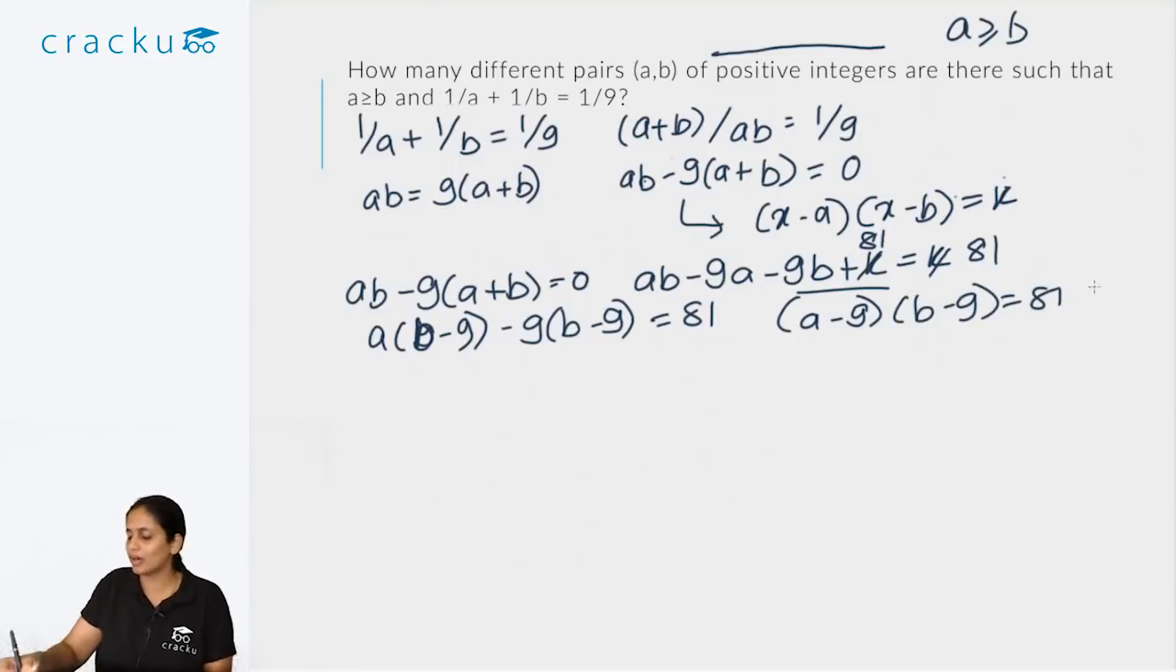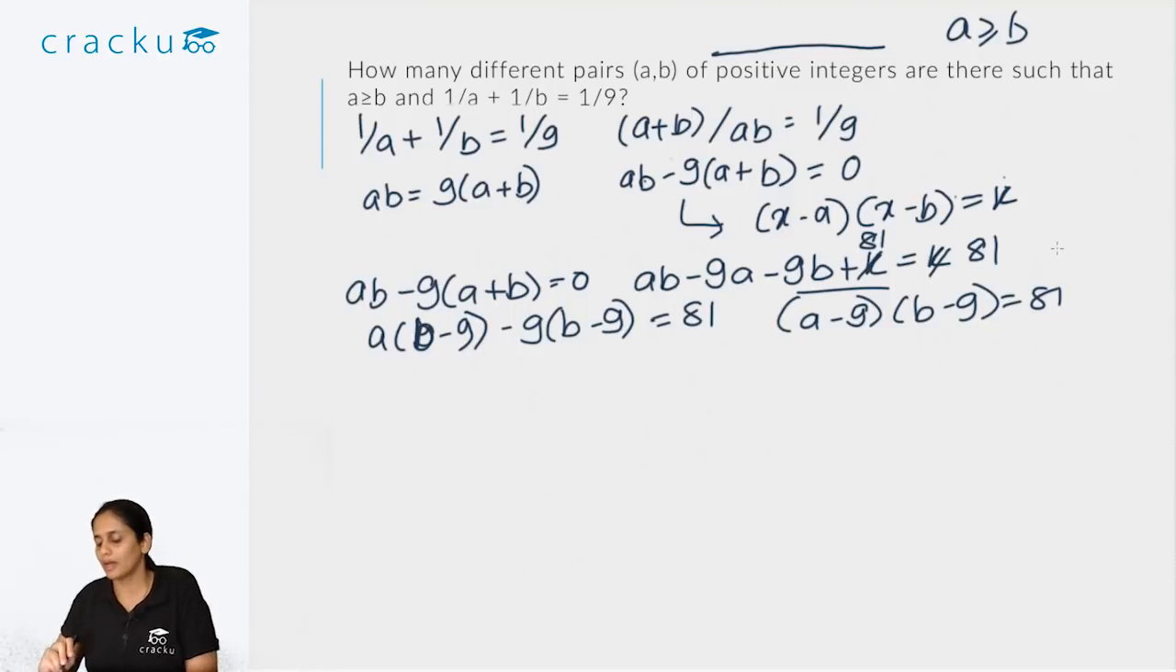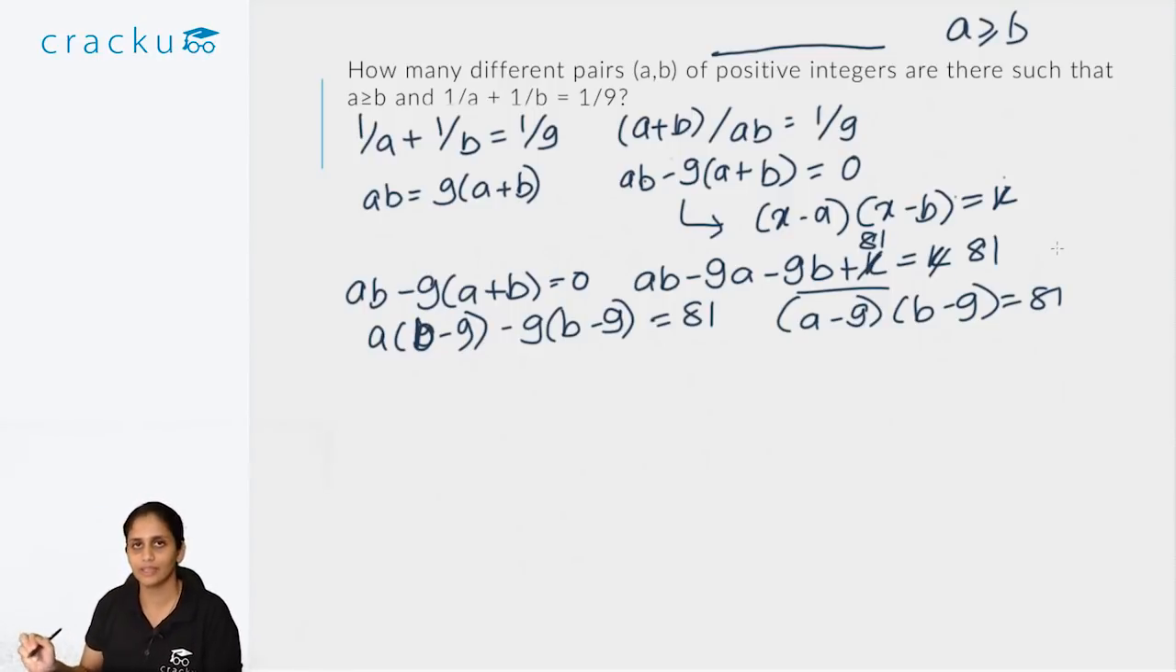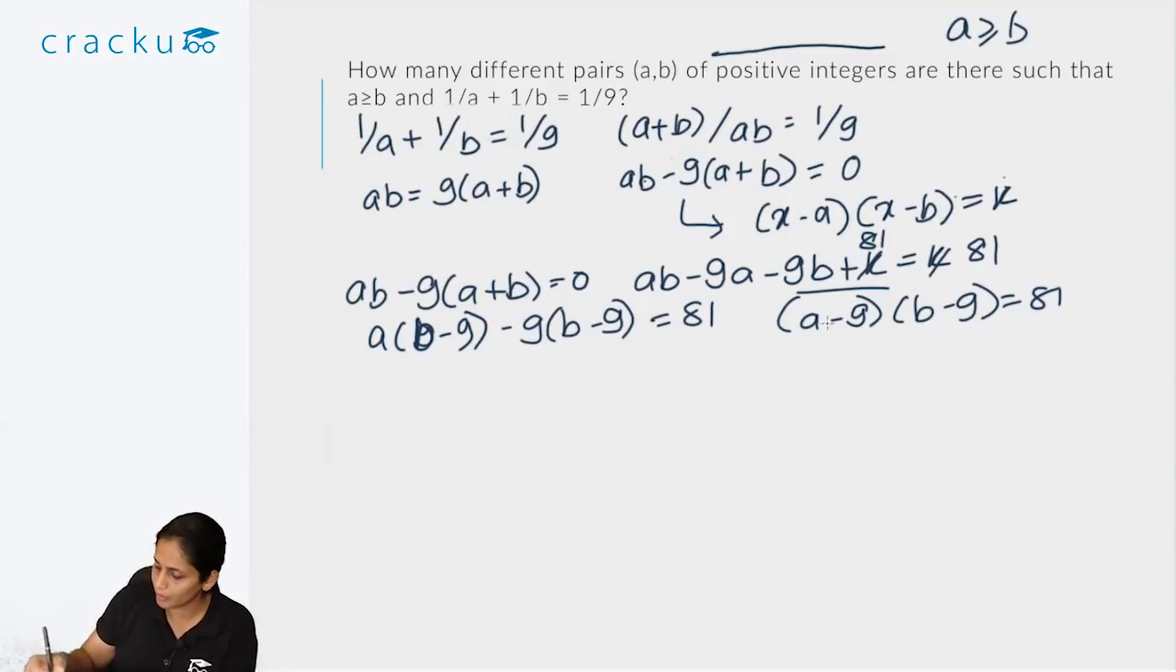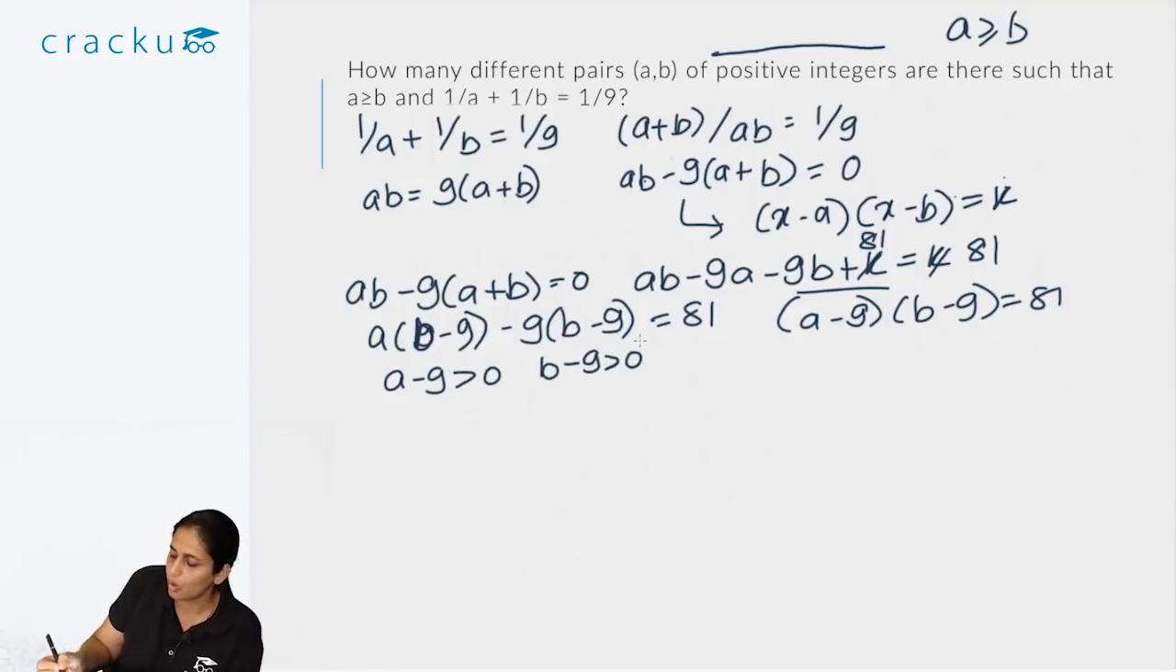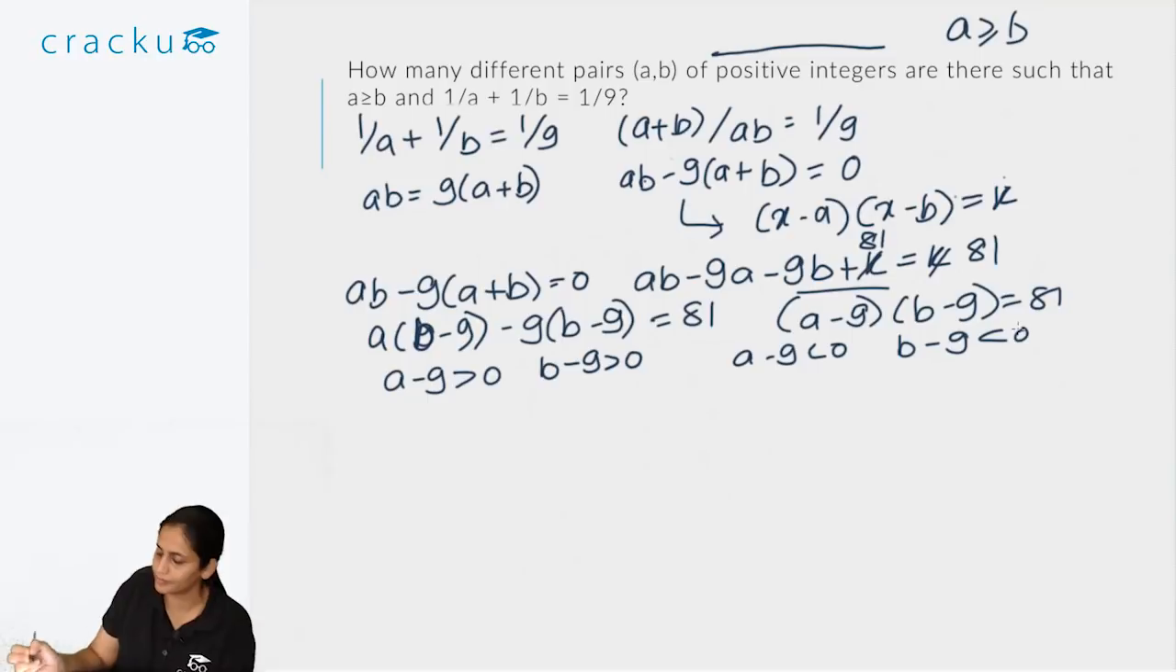Now as I said, I've gotten it in the required form. Now I can write the factors of 81 and then say for each factor of 81, A will take a particular value and B will take a particular value. Now the product of these two numbers is positive. So two cases exist, that is, the first case is both A minus 9 is greater than 0 and B minus 9 is greater than 0, or the second case is A minus 9 is less than 0 and B minus 9 is less than 0.